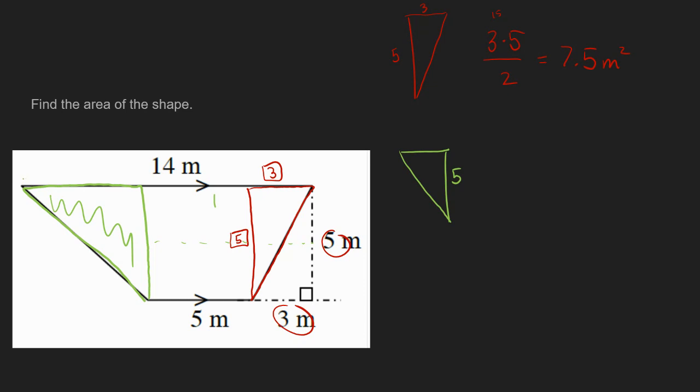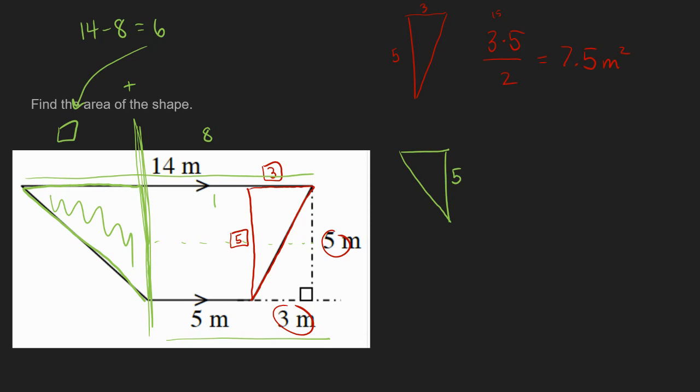If I look at this all the way across, it's saying it's 14. But I chopped it off right here, which means I chopped off 8 meters. So 8 plus what got us up to 14? Or 14 minus 8 will get us that base that we need. Then I can go through and do base times height divided by 2 since I made a triangle.